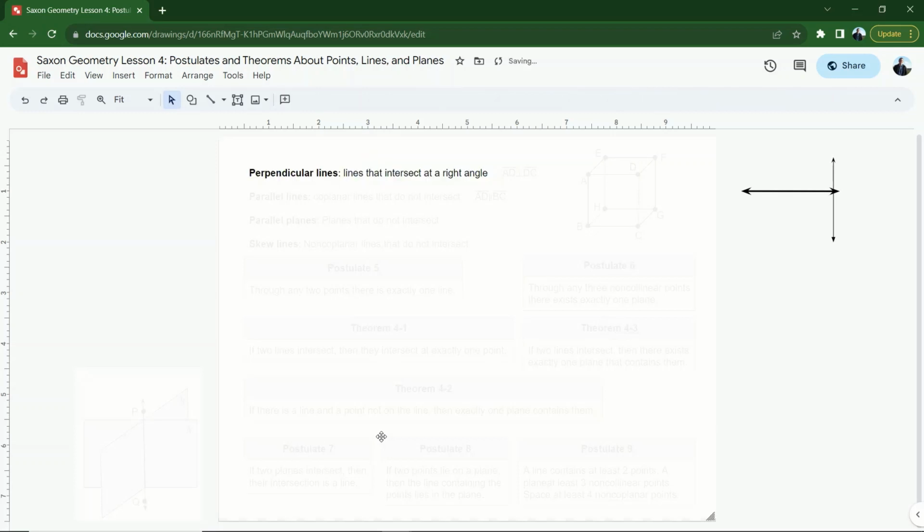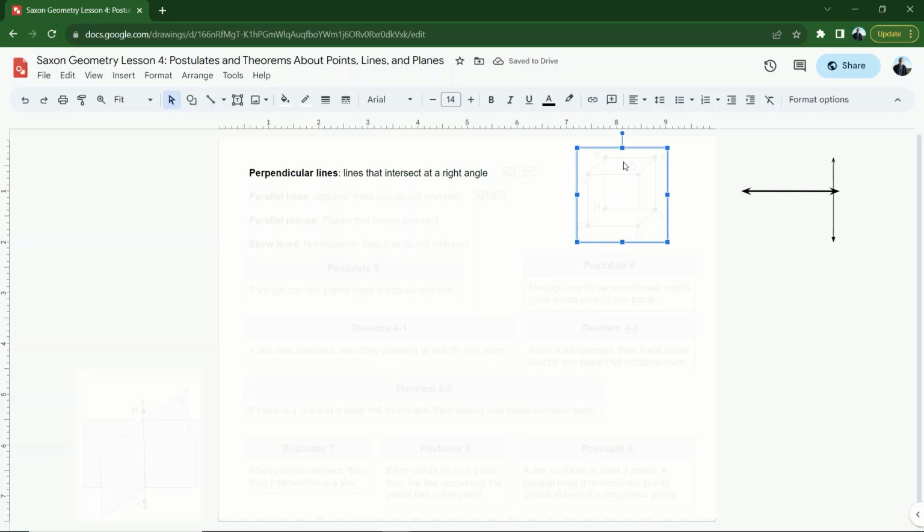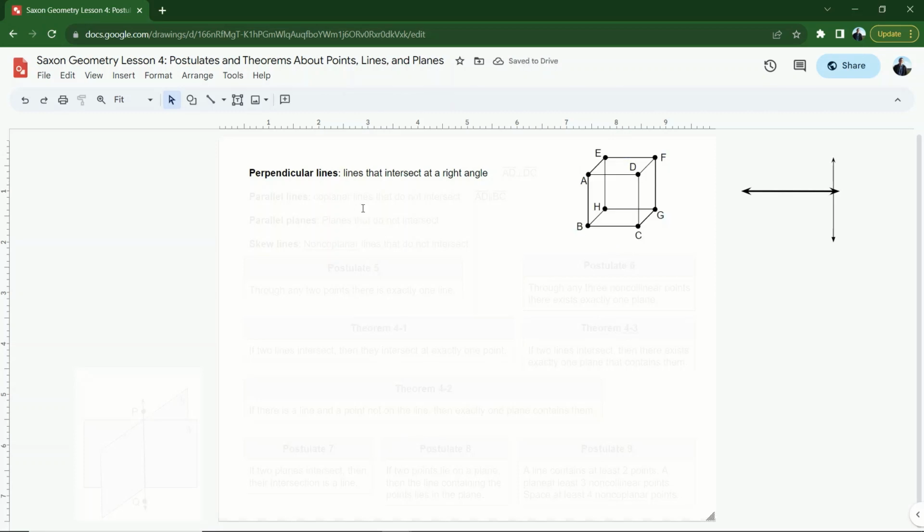The first term we're going to learn today is perpendicular lines. These are lines that intersect at a right angle. So here I have a cube. We assume that a cube has all right angles. Anywhere two segments come together, they come together at a right angle.